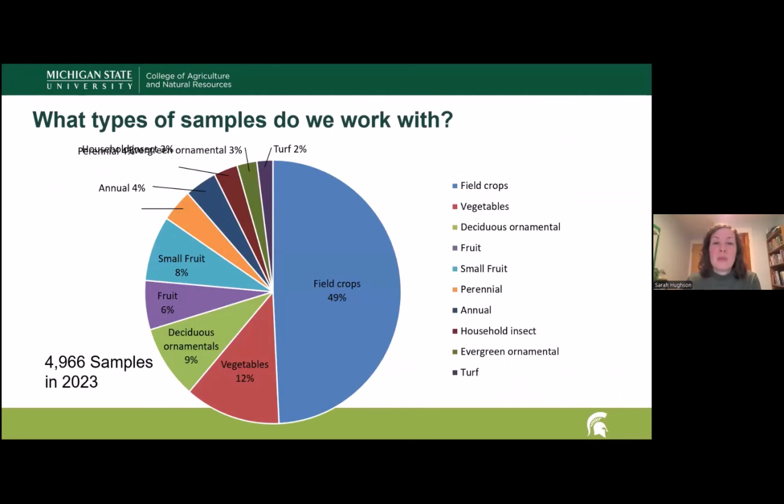So what type of samples do we work with in the lab? Well, we work with basically every type of plant sample that is grown in Michigan. And I'll also accept some of the household insect samples as well. From this pie chart, you can see that many of the samples we receive are field crop samples. So 49% of our samples are field crops. And the vast majority of those are going to be nematodes for nematode quantification in the field.